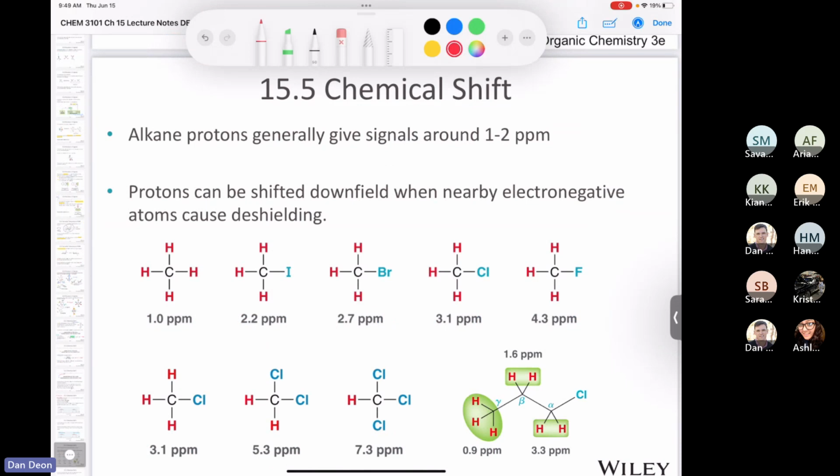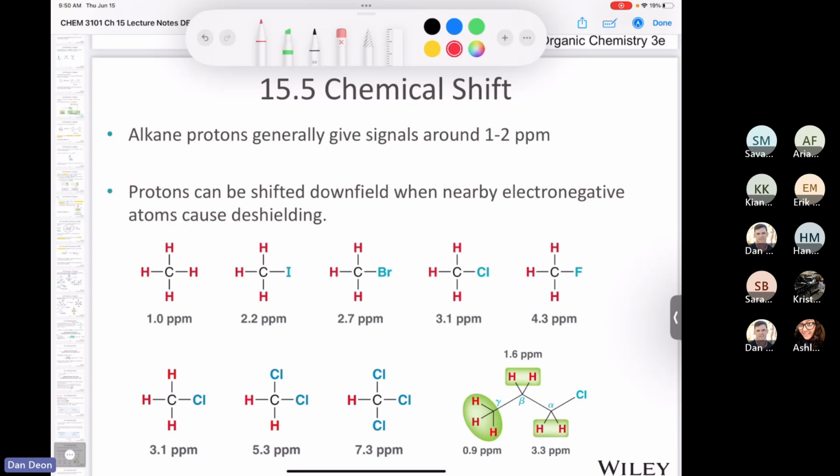So let's go back to this idea of chemical shift. We've talked about unique protons, and when protons are homotopic and enantiotopic, they're chemically equivalent. Then we said diastereotopic, they're not chemically equivalent, so they give you different chemical shifts. But what are the numbers that go along with chemical shift for a compound? And it says here for alkane protons, they're generally going to give you a signal of around 1 to 2 parts per million, so somewhere in that neighborhood.